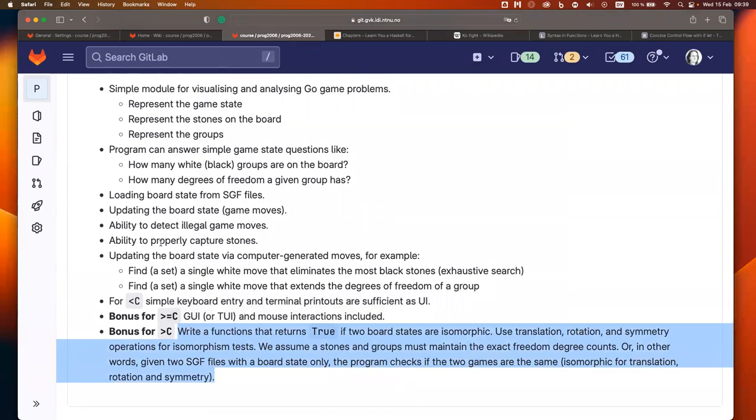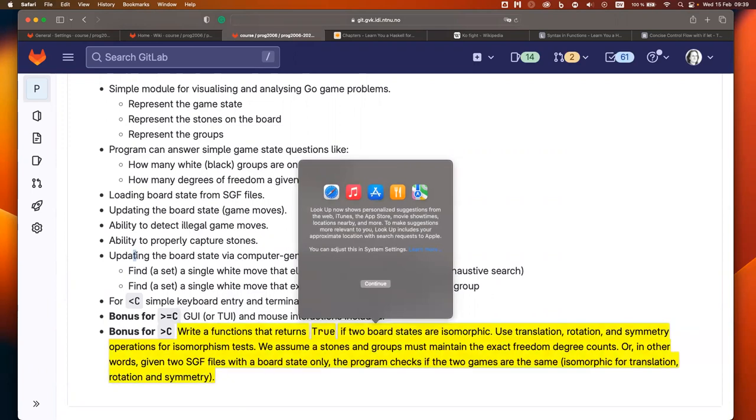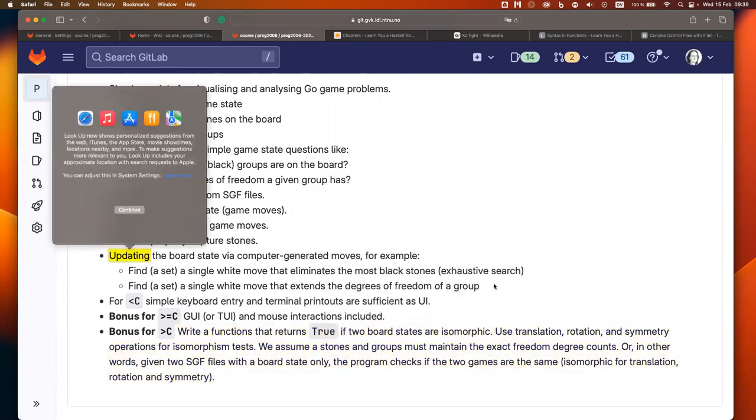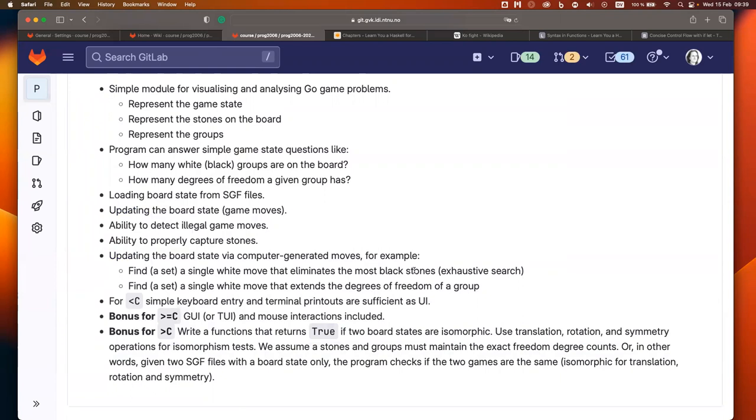Okay, so then there are some aspects which I would like to have for the computer to be able to do as well. So for some simple Go problems, I would like the computer, by doing an exhaustive search, to find a move which solves a particular problem. So for example, what is a single move that eliminates the most black stones, which captures the most black stones from the current situation, right? So if I have a board state and I can put one white stone somewhere and it captures the most black stones, what is that position? If there are two positions which capture the same number of black stones, then I would have a set, right? So either a set or a single move.